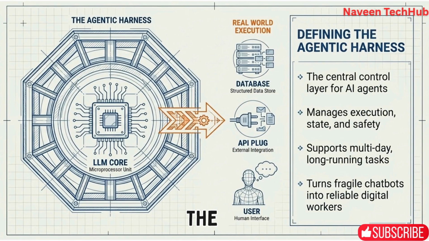Harness engineering is the control layer around AI agents. It manages how agents execute tasks, how they interact with tools, and how they produce reliable outputs. In simple words, it makes AI usable in the real world.